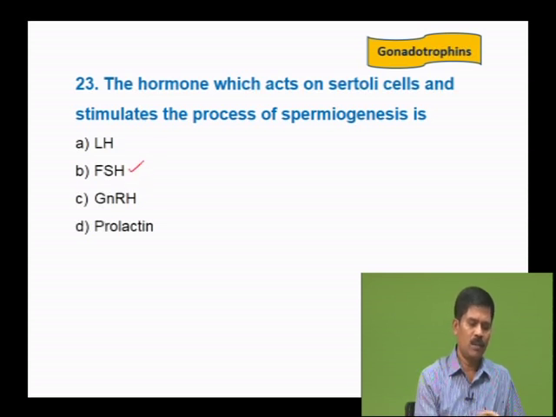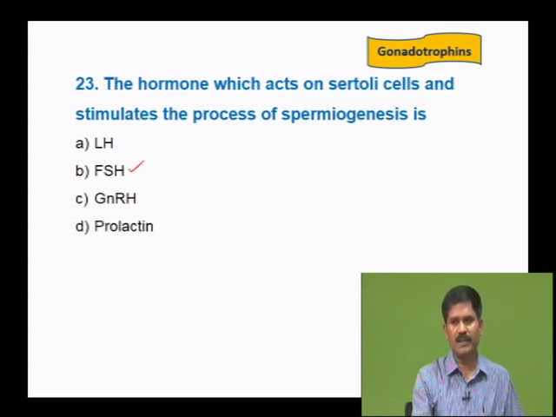Follicle stimulating hormone acts on Sertoli cells for the secretion of certain factors. So those factors are essential for transformation of spermatids into sperm. This process is called spermiogenesis. But LH acts on Leydig cells for the secretion of testosterone, which in turn stimulates spermatogenesis.